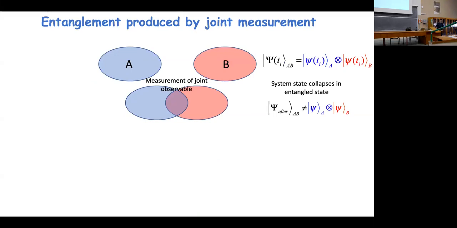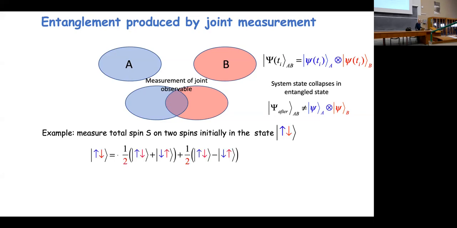So here I start with two systems which are separated, and I perform a joint measurement. What does it mean, a joint measurement? It means a measurement of an observable which is a common observable of the two, not just an observable of A or B. For instance, you can take as a common observable the total spin. If the two particles have spins, you can measure the total spin, which is a common observable of the two particles. And here I show you on this slide that if you measure the total spin, you start with a state which is separated and you get an entangled state.